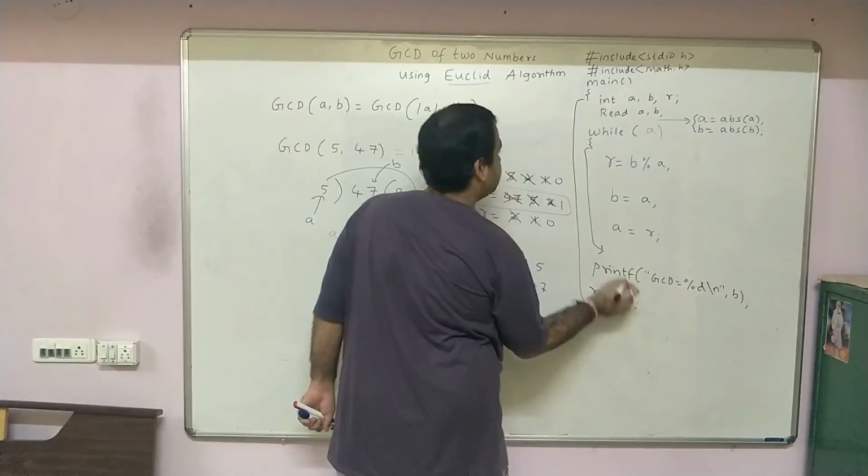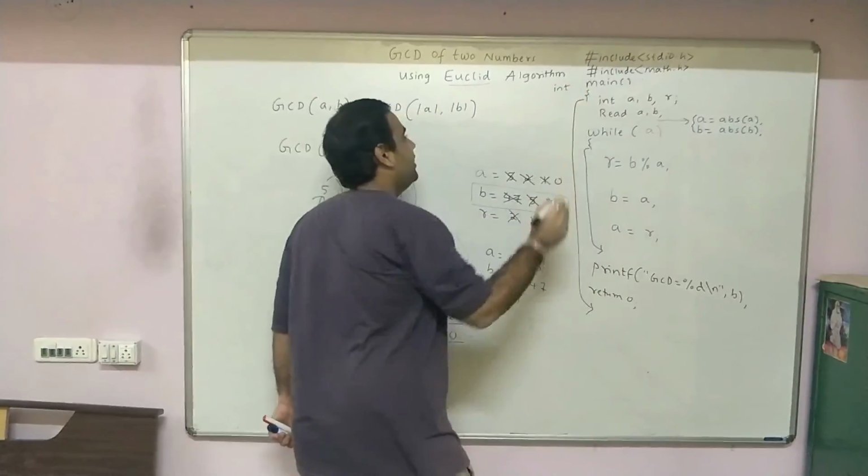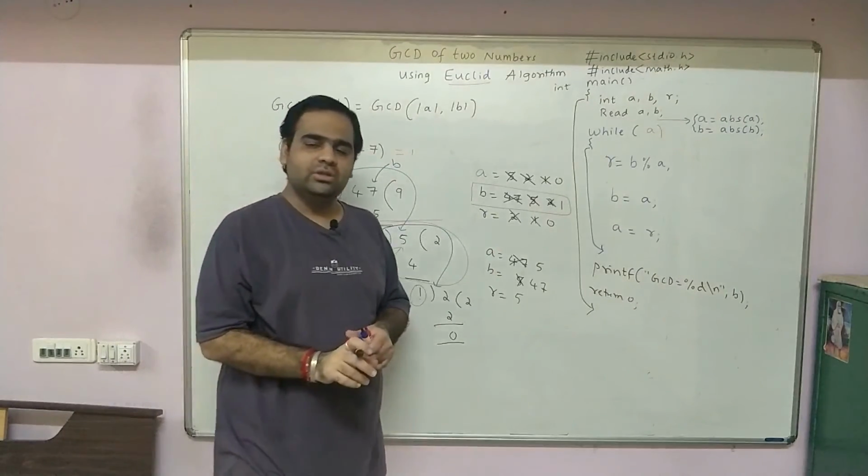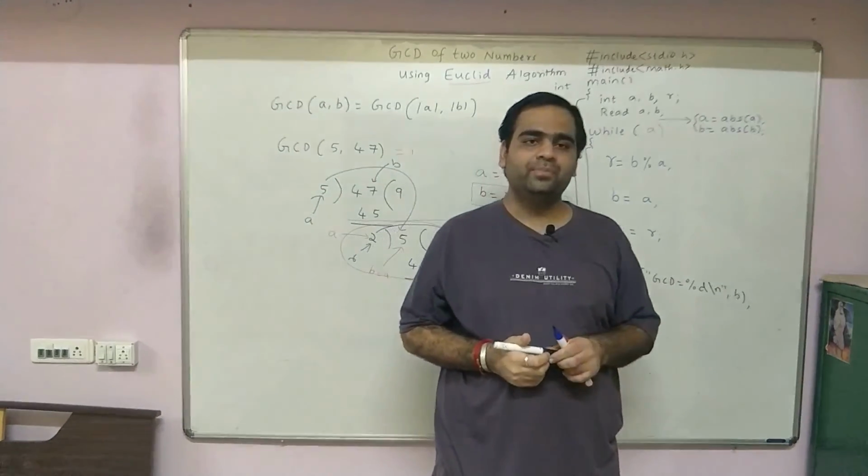You may write return 0 and here you might say end of main. This is how we find the GCD of two numbers using Euclid algorithm.